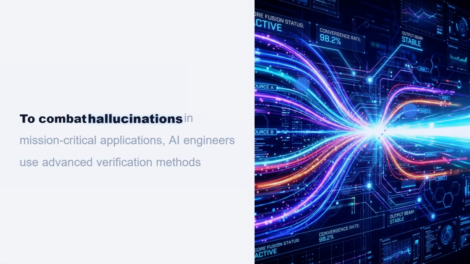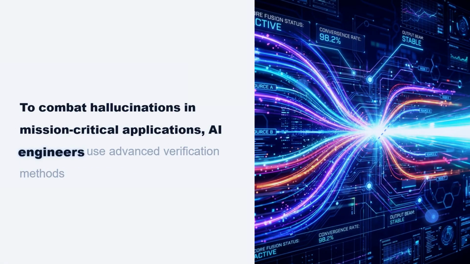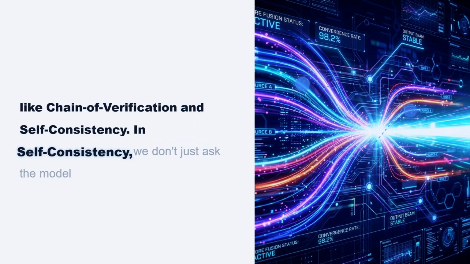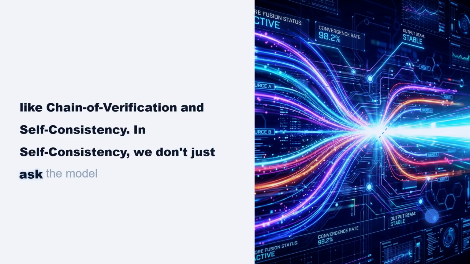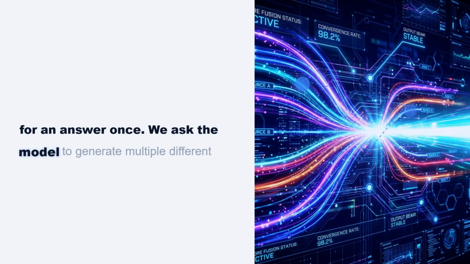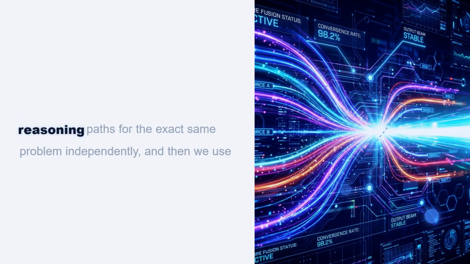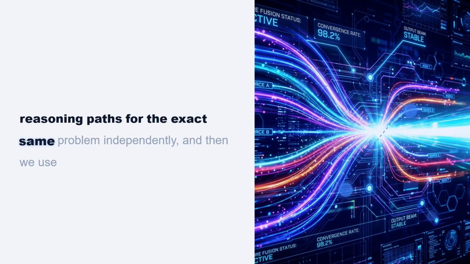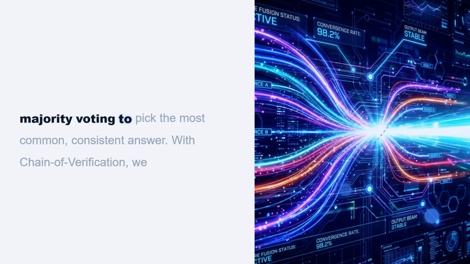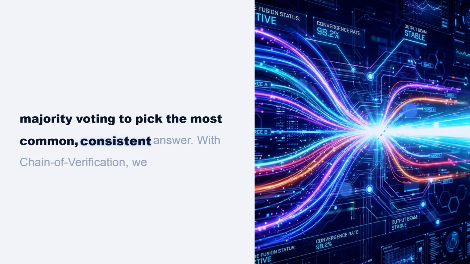To combat hallucinations in mission-critical applications, AI engineers use advanced verification methods like chain of verification and self-consistency. In self-consistency, we don't just ask the model for an answer once. We ask the model to generate multiple different reasoning paths for the exact same problem independently, and then we use majority voting to pick the most common, consistent answer.